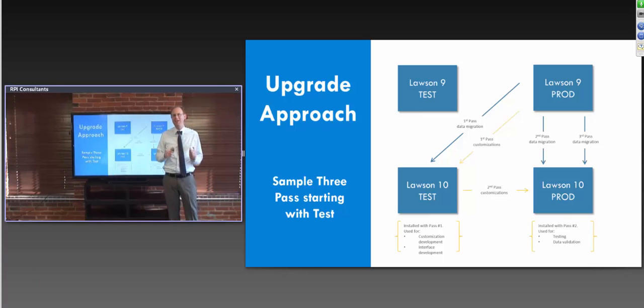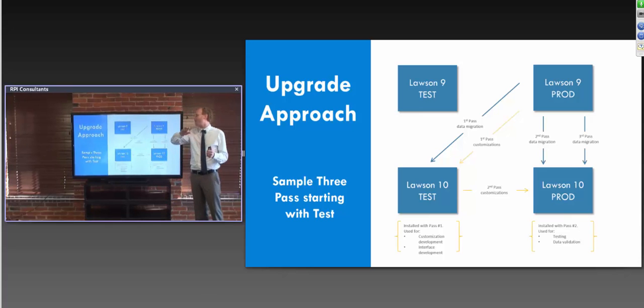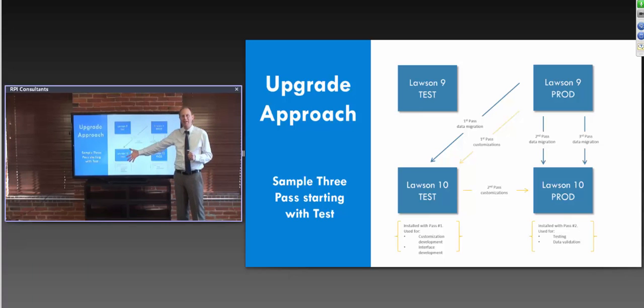Every upgrade is unique, but in this, I'd like to just talk through one method, a method that's worked well for us in the past, and this is for a customer who has two environments, a test environment and a production environment. And in this scenario, we're doing a three-pass upgrade. What that means is we would start by building out a Lawson 10 environment. Here we're starting with our test environment first. So we build out a fresh Lawson 10 environment, and then we're going to do a data migration to bring over either prod or a recent copy of prod to populate this Lawson 10 test environment.